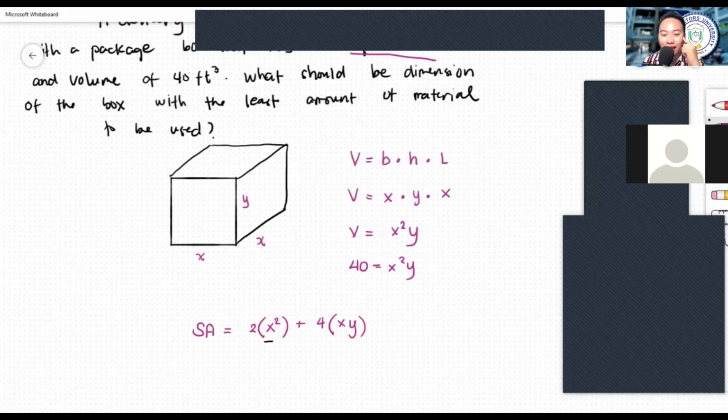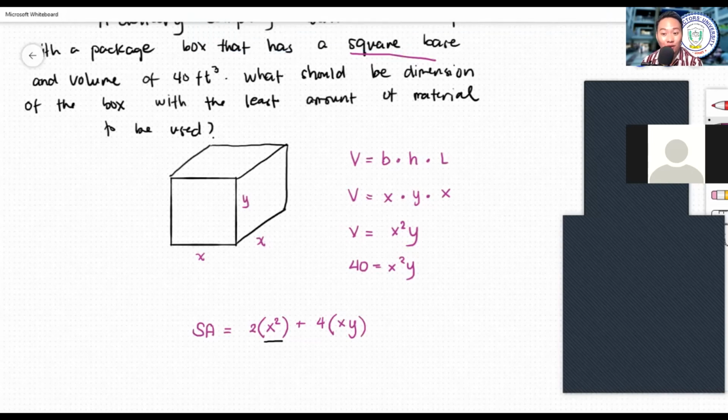This x squared, guys, is the area of the base. Agree? It's the area of the base, so that's one plywood. Why two? Because you still have the area on top. Very good, top and bottom. So that's why you have two. This xy, guys, is the area of each side of the box. Why 4? Because there are four sides to complete the box. Does it make sense?